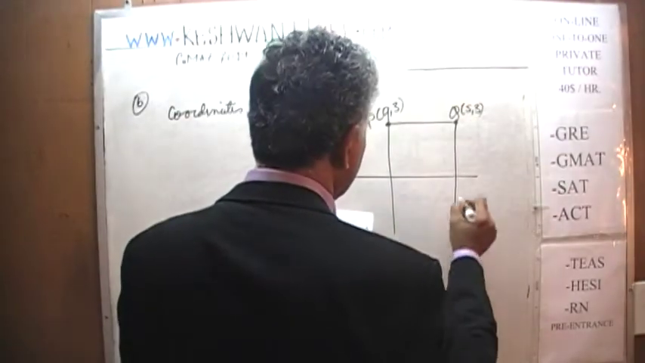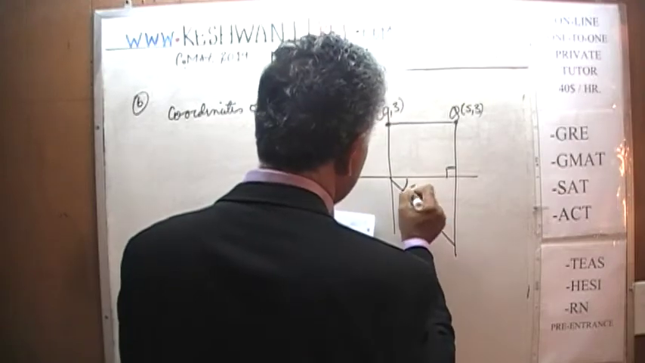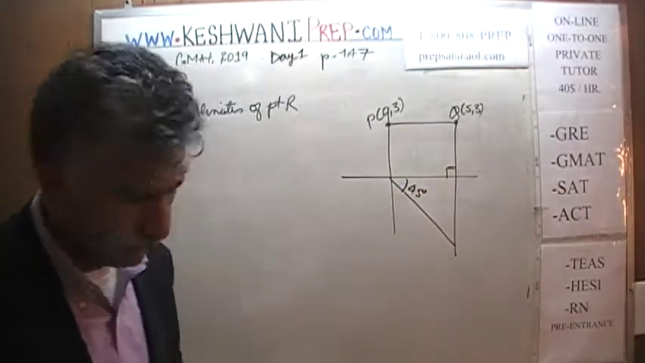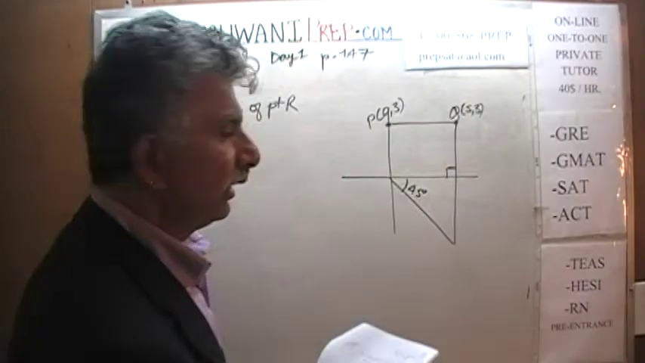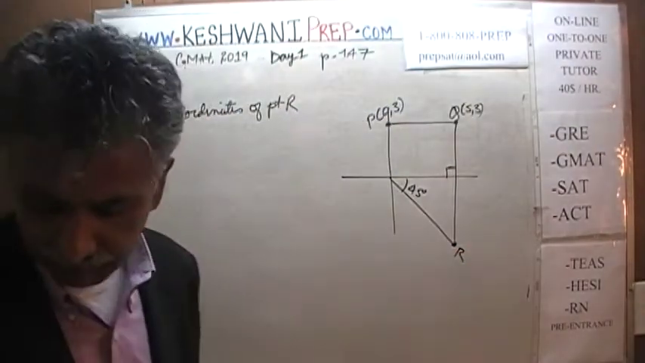It goes on down. We are told that this is a right angle triangle, and this is a 45 degree angle. Let's see what we can do. And where is point R? Point R is right here. Let's see what we can do, shall we?